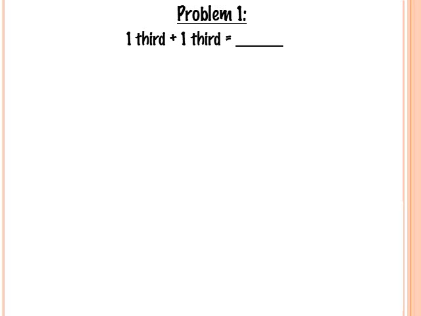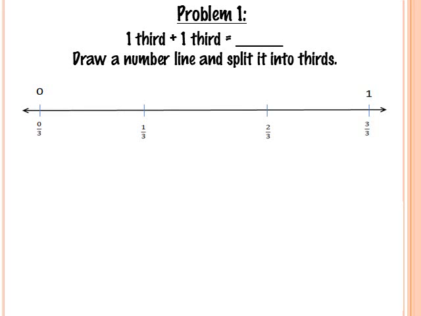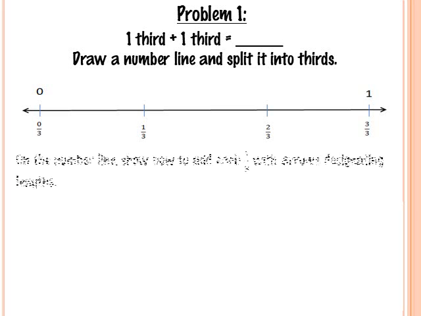Problem number 1. The problem is 1/3 plus 1/3. Right now we're going to draw a number line and split it into thirds. We're going to start with 0/3, end at 3/3, which is our one whole, and in the middle we have 1/3 and 2/3. If you notice, above the 0/3 I have the whole number 0, and above the 3/3 I have the whole number 1.